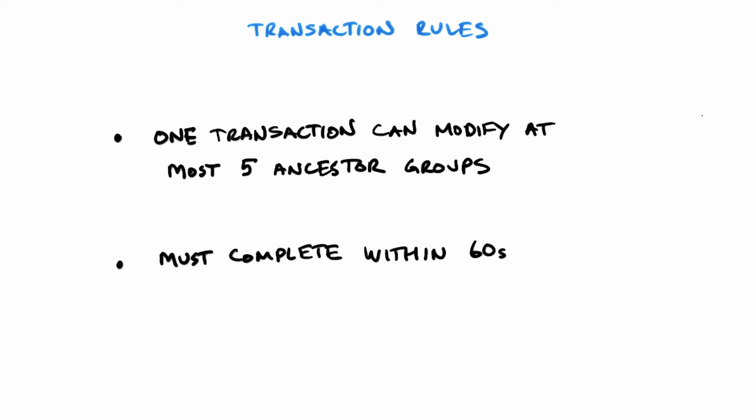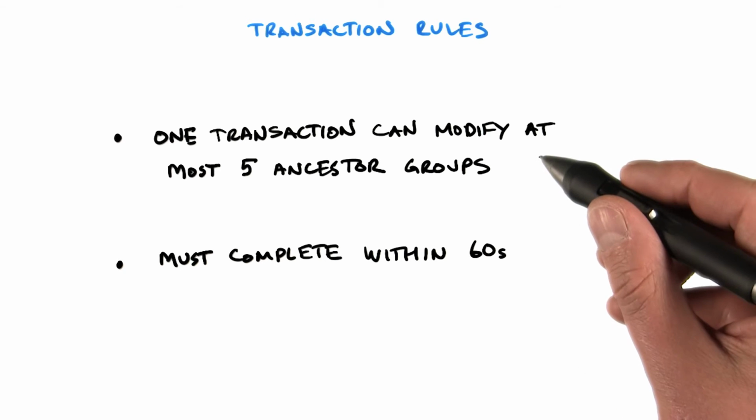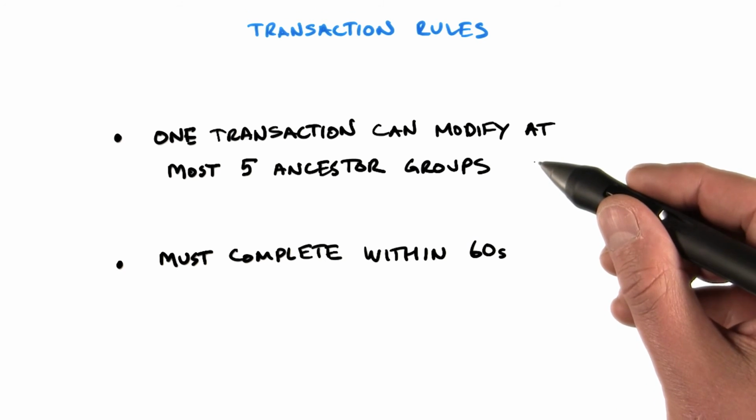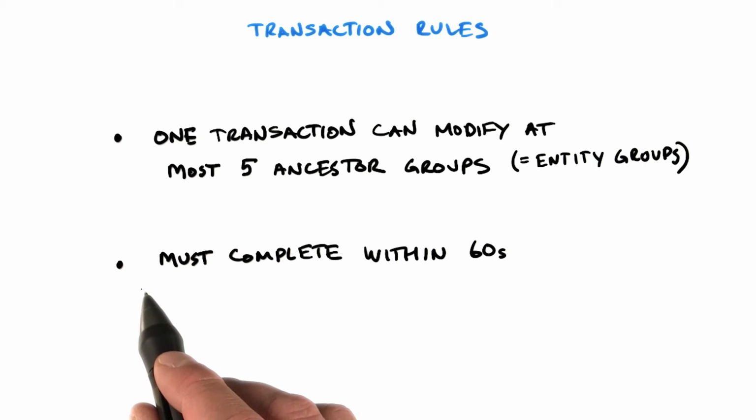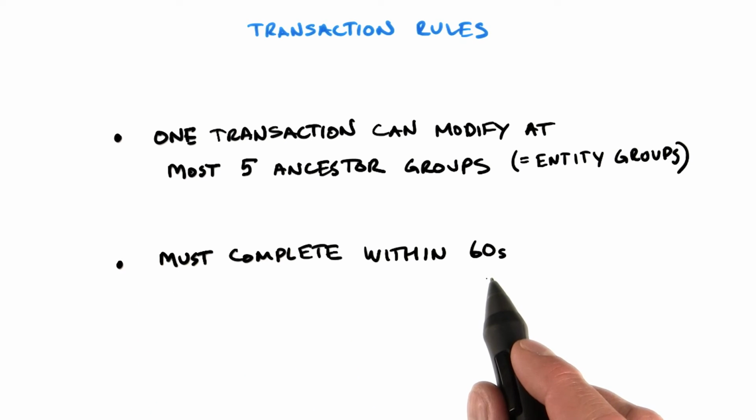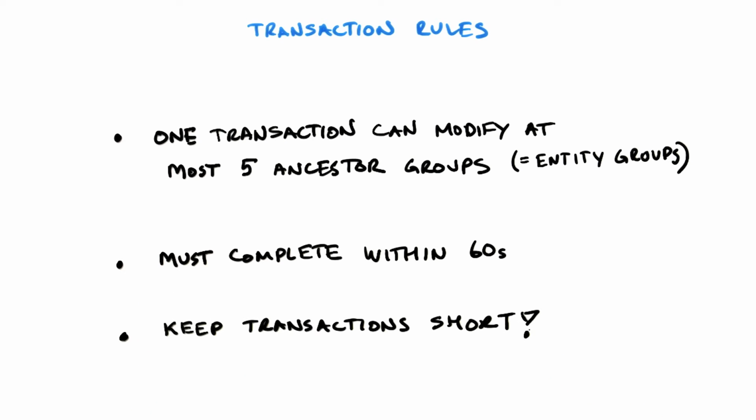Then there are two additional rules you should be aware of. The first is that one transaction can modify at most 5 ancestor groups. The second rule is that a transaction must complete within 60 seconds. But the general rule is, of course, to keep the execution of transactions as short as possible. Unless in extremely rare cases, it should be finished within a couple of seconds, and in most cases less than a second. That completes this section.